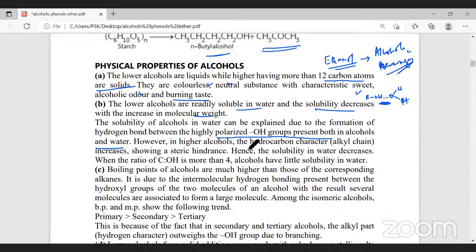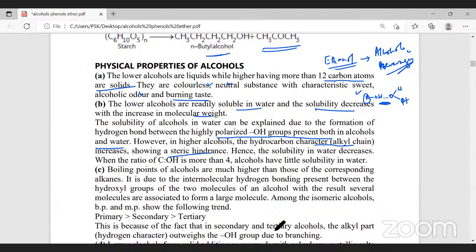However, in higher alcohols, the hydrocarbon chain increases, showing steric hindrance. So as the molecular mass increases, the R group becomes bigger. When this R group becomes bigger, it shows steric hindrance. Hence, the solubility in water decreases. All right. The first 2 points, I hope that you understood.